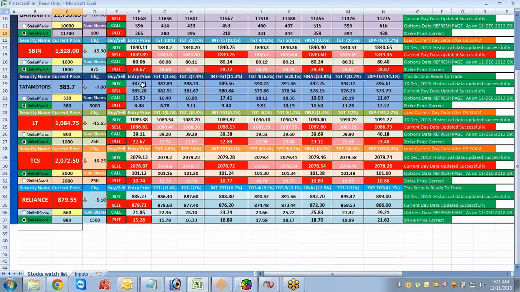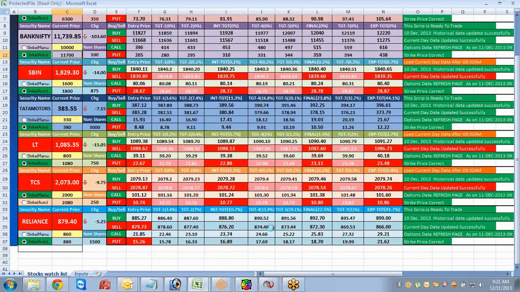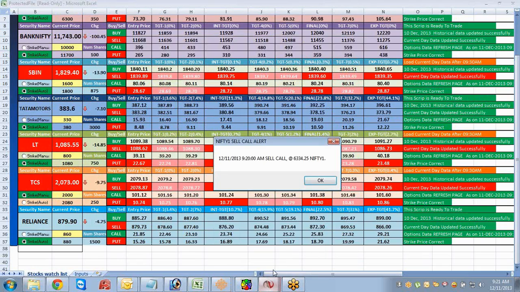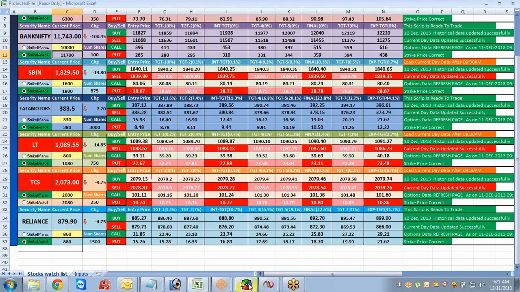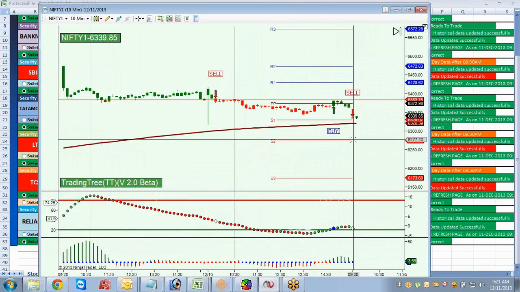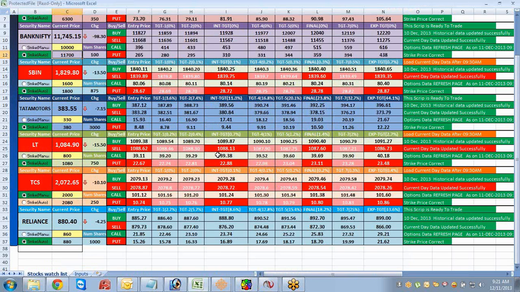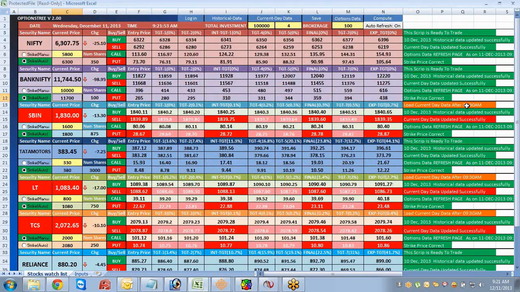So the Tata Motors, the entry is at 383.28 on the lower side. So you'll buy a put option with a strike of 380 at that price. So you got that call on Tata Motors also. So the overall trend in the market is down. See that here we have got a sell call on Nifty in trading tree. So for the rest of the scripts, we will take the current day data at 9:30.